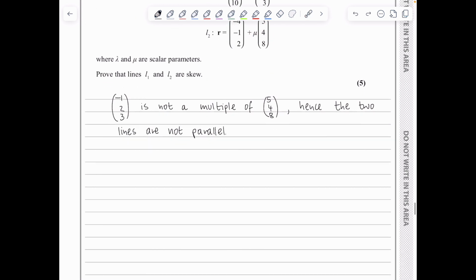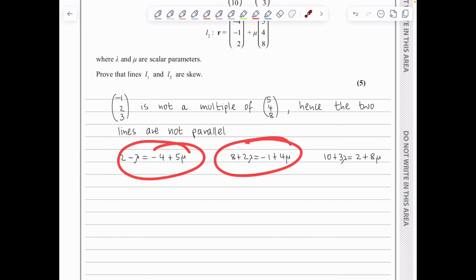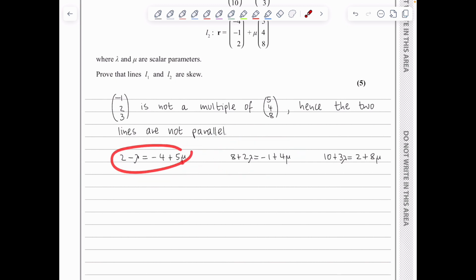So this leads to 3 equations. We've got 2 minus lambda is equal to negative 4 plus 5 mu. We then have 8 plus 2 lambda being equal to minus 1 plus 4 mu. And then we've got 10 plus 3 lambda being equal to 2 plus 8 mu. I will pick 2 of the 3 equations, solve them simultaneously in lambda and mu. So from the first one, we get that 6 minus 5 mu is equal to lambda.